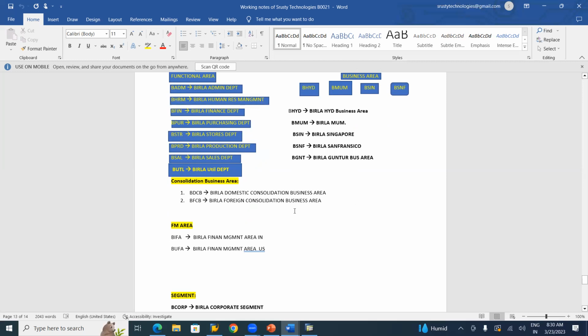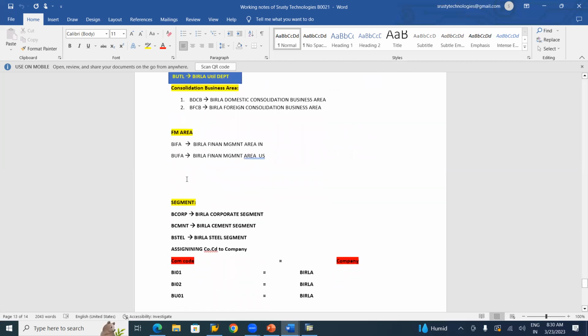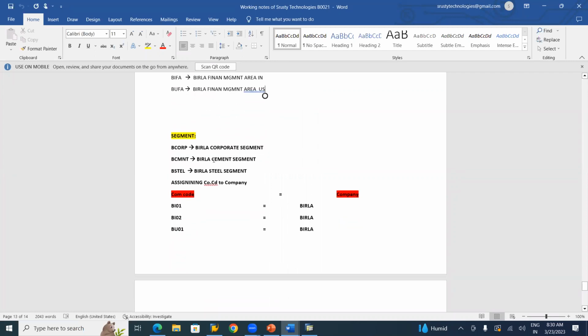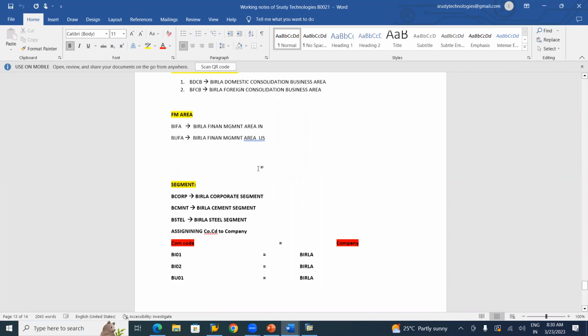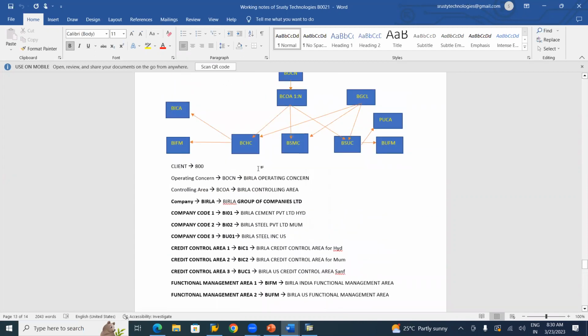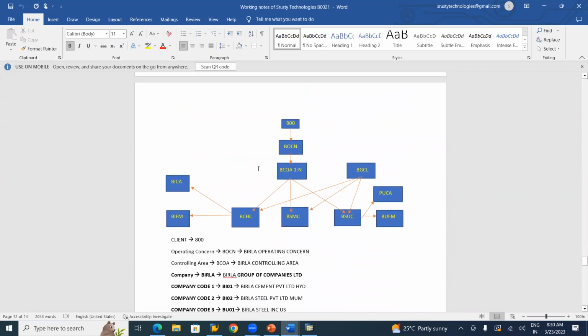Okay. Next one, FM areas. BIFA, Birla Financial Management Area, which is in India. Next one, Birla Financial Management Area in US, BUFA. And last but not least, segment. So we have a different segment. One is corporate segment, corporate level, cement segment, and steel segment. So till here you can update in your notes. Clear?